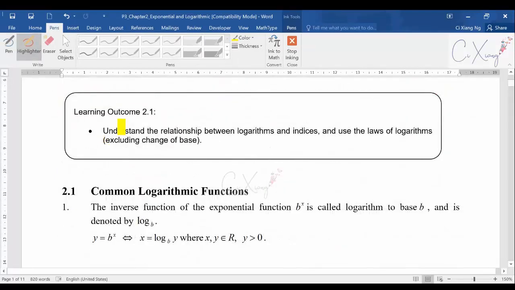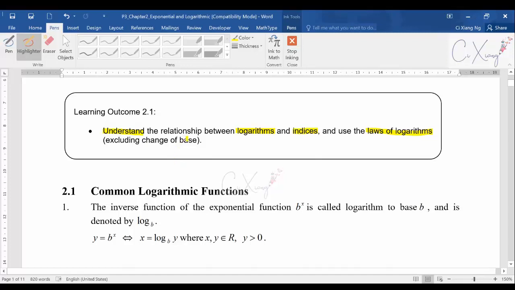Okay, then let's start with our details here. So after this video, I hope that you can understand the relationship between the log and also the indices, meaning exponential functions, and also use the laws of logarithmic functions, excluding change of base. So for those who have learned this topic before, you actually learned change of base before, right? But change of base is not included in our A-level syllabus. Totally, they are not asking. So you can just ignore this part for the change of base, right?